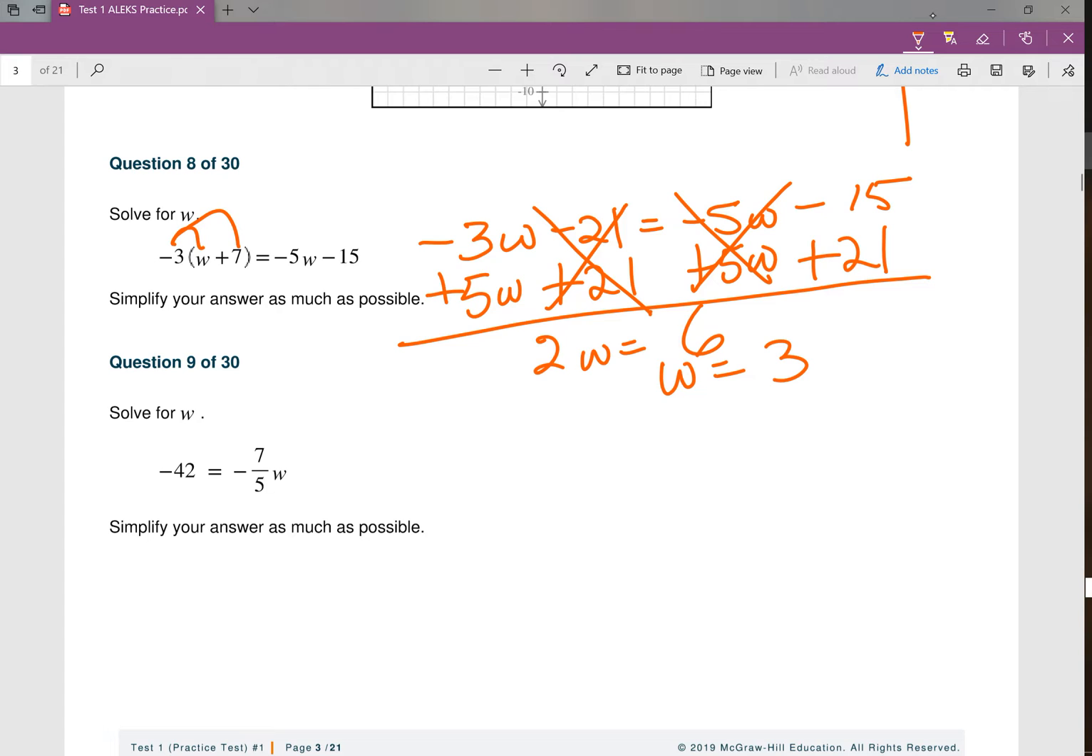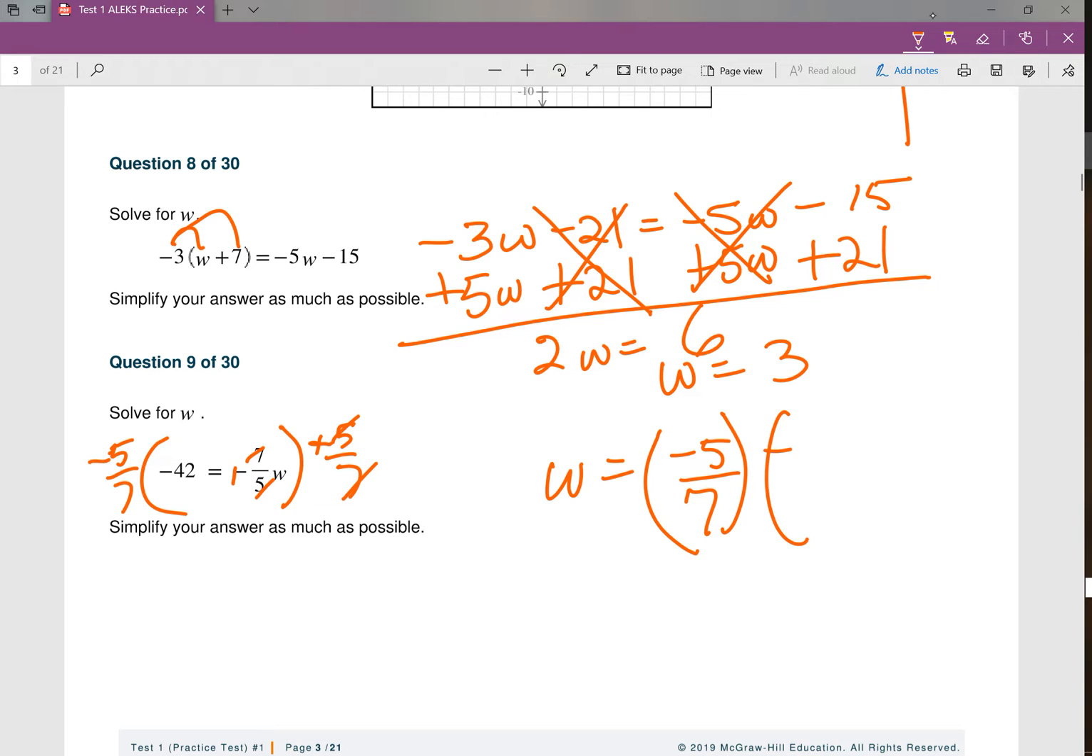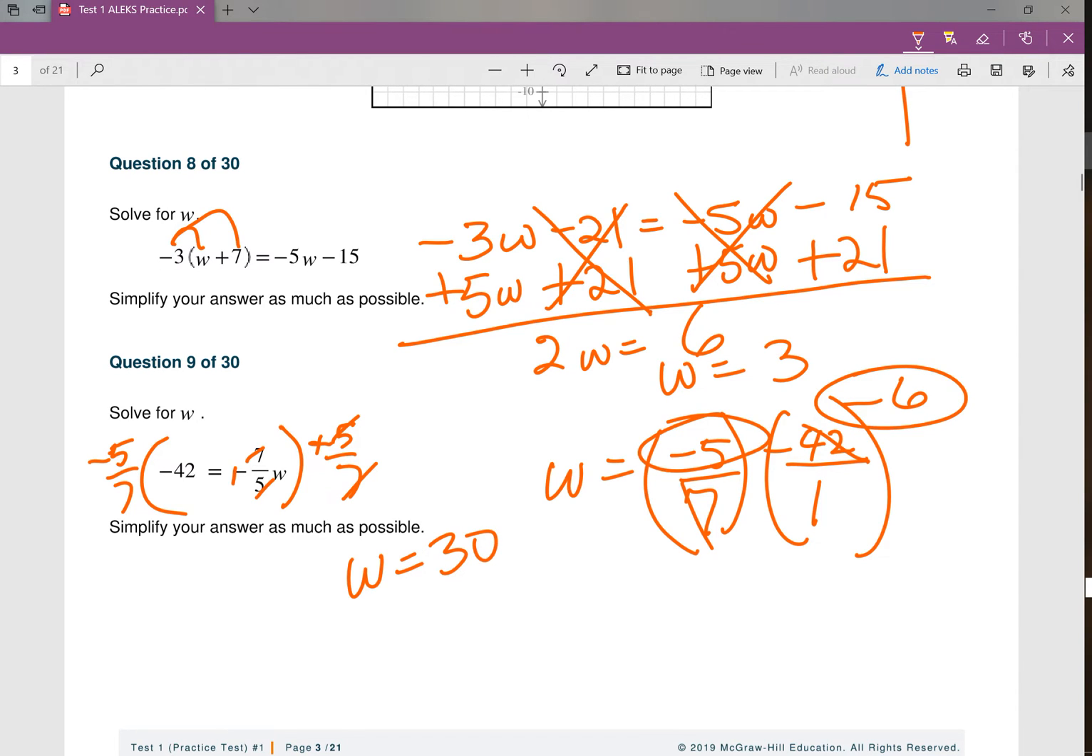Alright, the next question. I'm solving for w, so I'm going to multiply both sides by negative 5 over 7. Negative 5 over 7. So what happens is that the negatives cancel on this side, and the 7s and the 5s, leaving you just w equal to negative 5 over 7 times negative 42 over 1. Remember, 7 goes into negative 42 negative 6 times, leaving you w is equal to positive 30. Because this is what you're left with, these two little guys, and then multiplied.